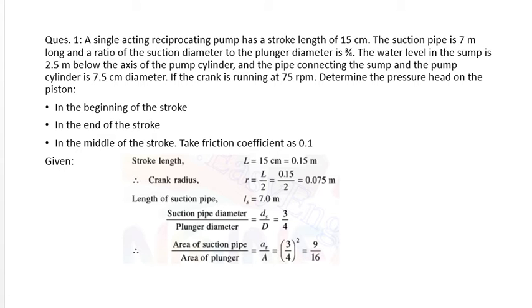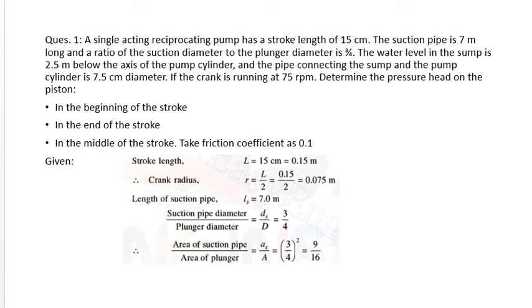The suction pipe is 7 meter long and the ratio of the suction diameter to the plunger diameter is 3/4. The water level in the sump is 2.5 meter below the axis of the pump's cylinder, and the pipe connecting to the sump and the pump cylinder is 7.5 centimeter diameter.